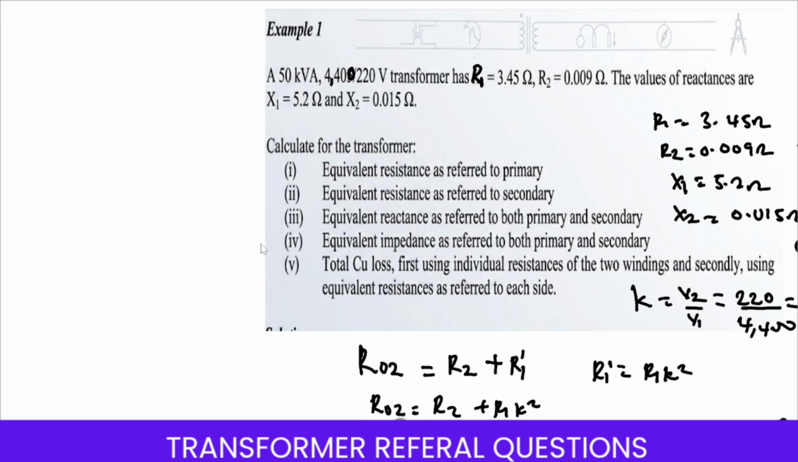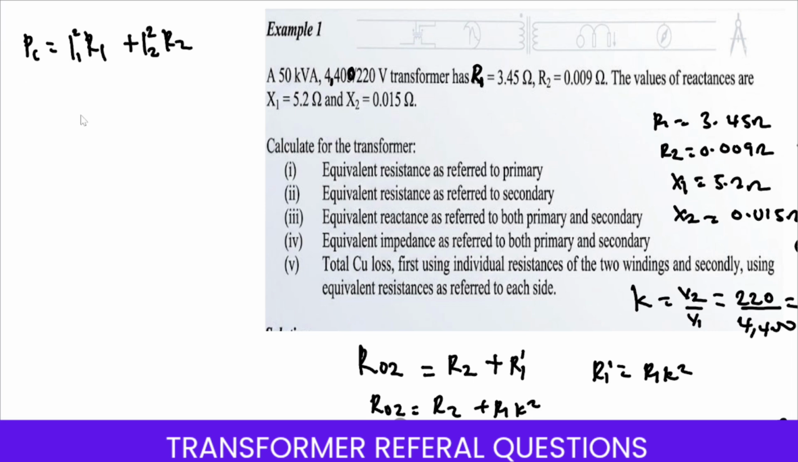Okay, so we know that anytime we want to find the copper loss, which is the I squared R losses, we can choose to find the copper loss at the primary, that is I1 squared R1, and then find the one at the secondary, I2 squared R2, and add them together. So let's do that first.